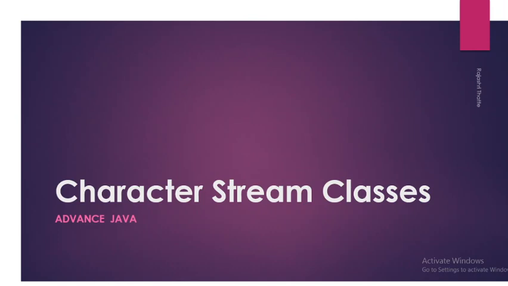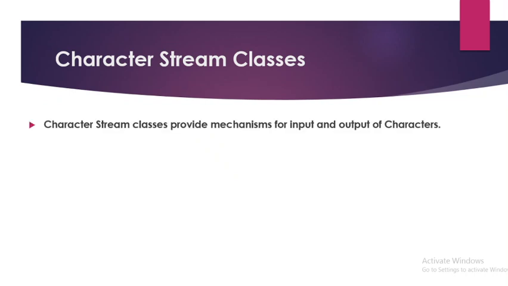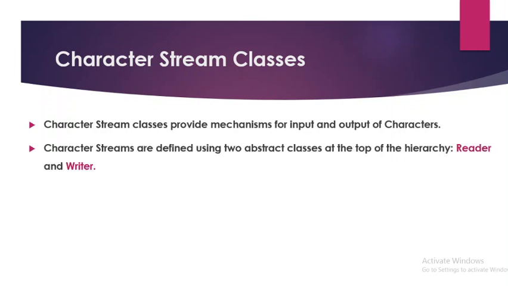We are continuing the series of Advanced Java lectures. In today's lecture, we will see character stream classes. Character stream classes are basically used for input and output of characters, for reading or writing characters in streams. Character stream classes provide a mechanism for input and output of characters. Character streams are defined using two abstract classes at the top of the hierarchy, Reader and Writer.